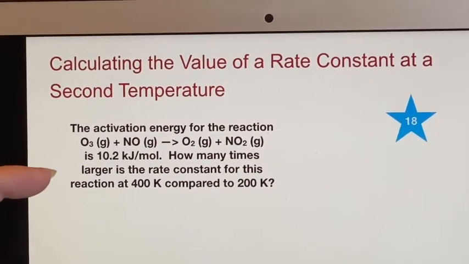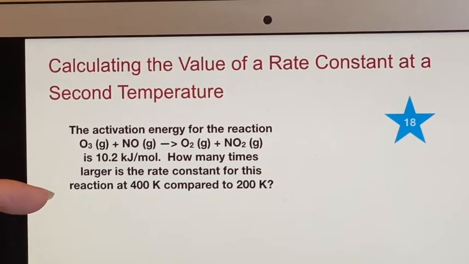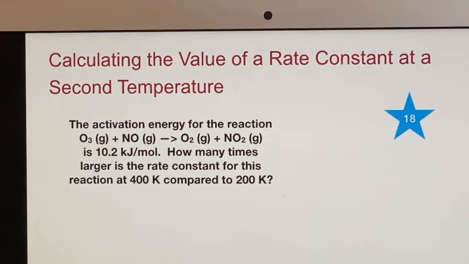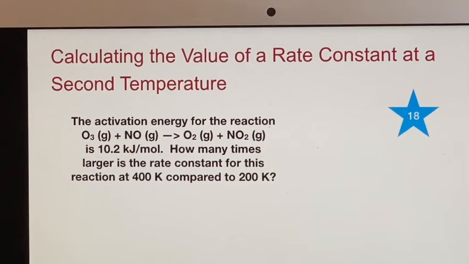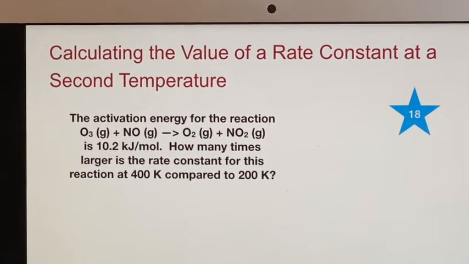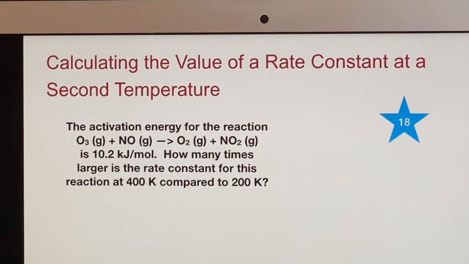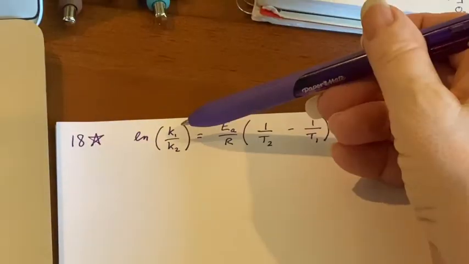Then it says how many times larger is the rate constant for this reaction at 400 Kelvin compared to 200 Kelvin. And at first, we might be tempted to panic because they gave us both the temperatures, but they did not give us one of the Ks. I've got this filled in. I'm going to have these filled in. Let's look at the wording.